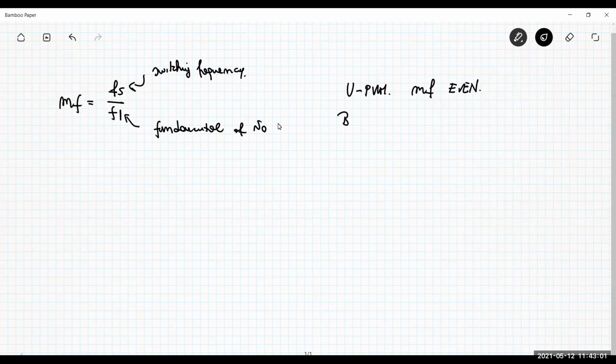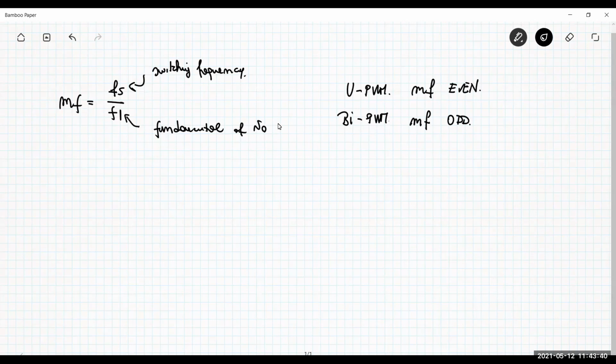The same happens for the bipolar pulse width modulator. In the bipolar pulse width modulator, some simplification of the output spectrum will be obtained by using an MF that is an integer number, and also an odd number. This kind of simplification can be useful to make easier the modulation and the filtering of the output voltage, in order to increase the quality of the sine wave that you want to get at the output. So reducing the total harmonic distortion, for example, can only be obtained when MF is an integer number.